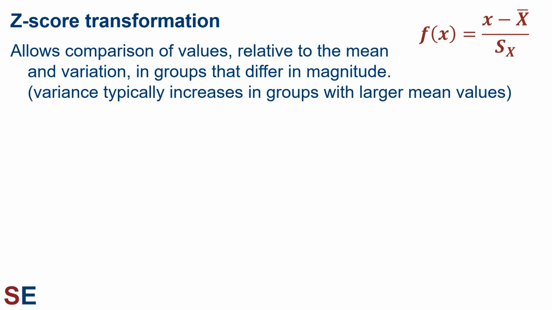Rather, this transformation allows comparison of values, relative to the mean of variation, in groups that differ in magnitude. Note also that the variance typically increases in groups with larger mean values, so this transformation can be very useful for dealing with that scaling issue.